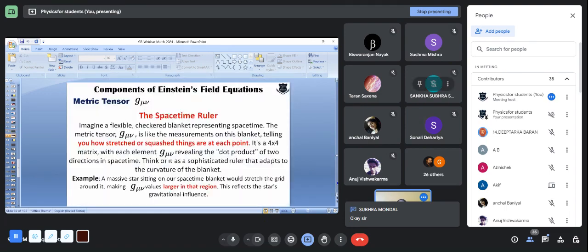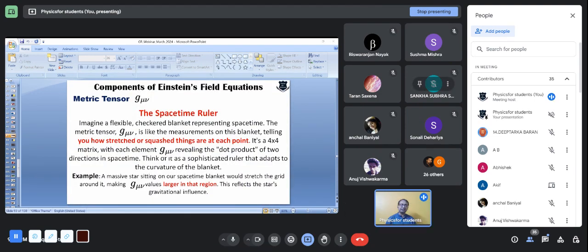Okay. So first is the metric tensor. Pay attention. These are the components. There is a huge topic here. I have got a full 1 hour 20 minutes video on the derivation of the metric tensor, which, if you want, I can send it to you.